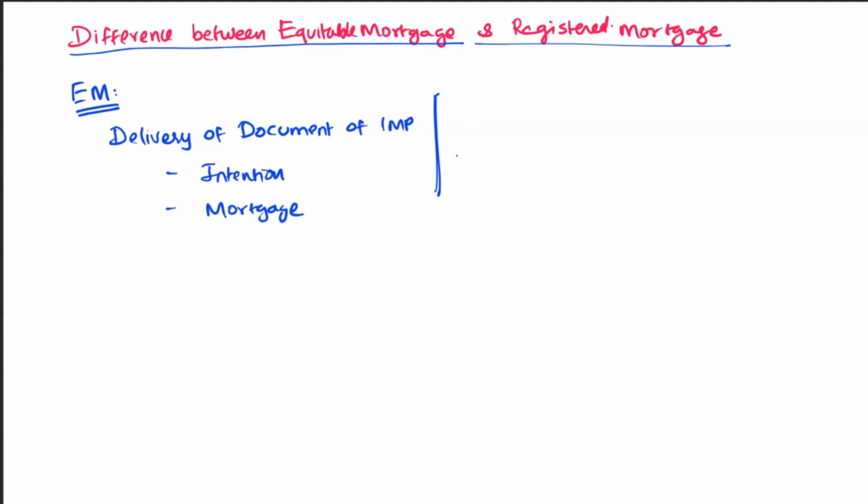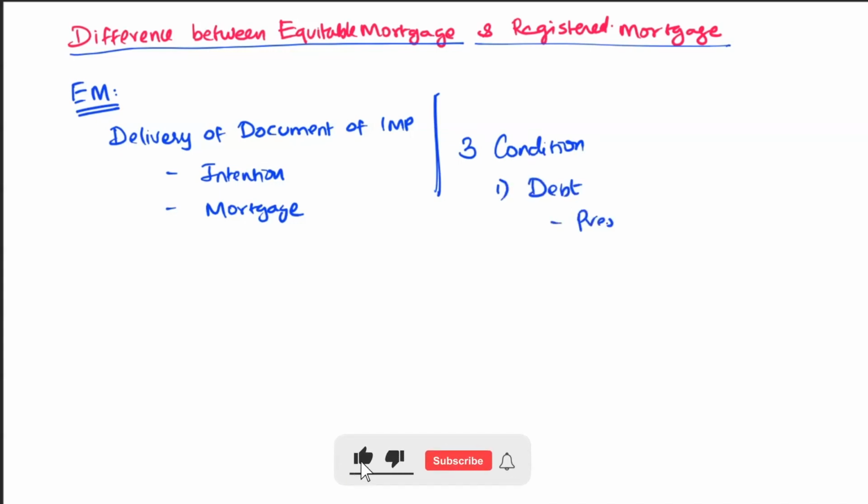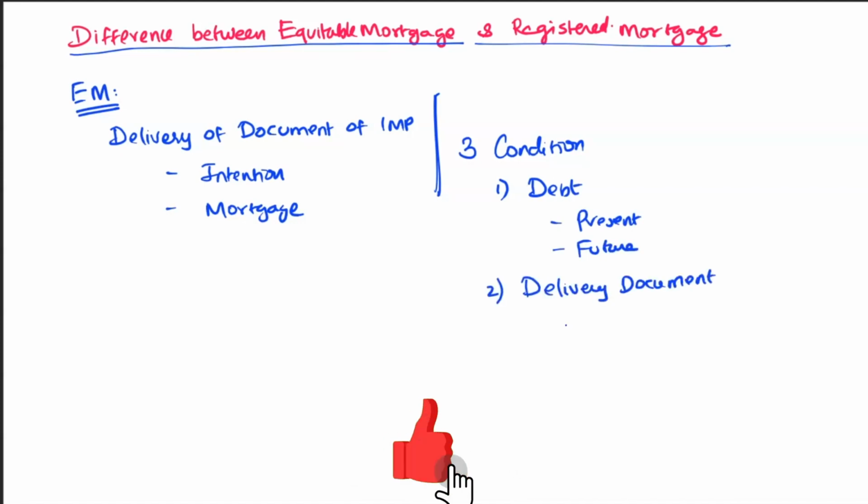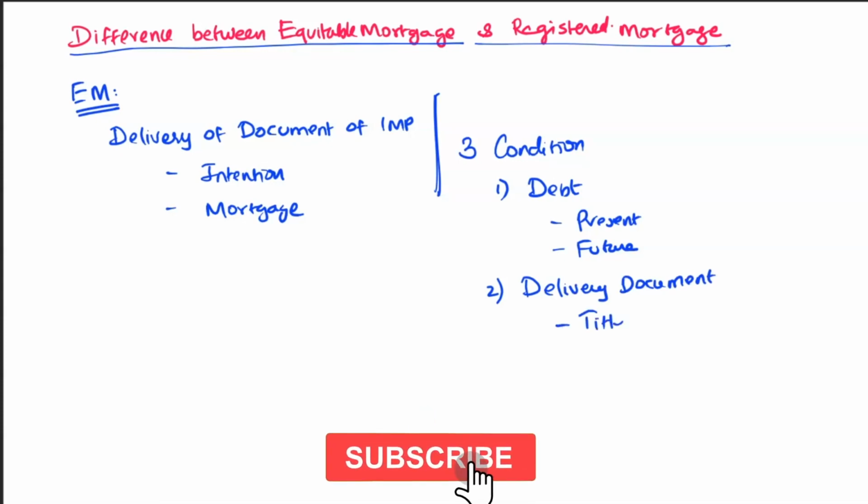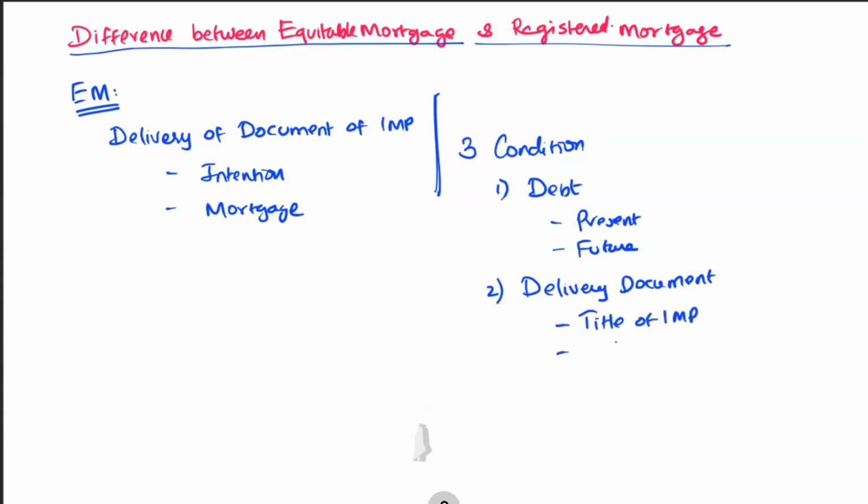So basically there are three conditions attached with it. Condition number one, there should be a debt. This debt can be a present debt, it can be a future debt. Number two, there should be delivery of documents, which is basically title of immovable property. And this delivery should happen to the lender or his authorized agent, and this should happen at notified center. And the third condition, already I said, this delivery should happen with an intention to create mortgage.